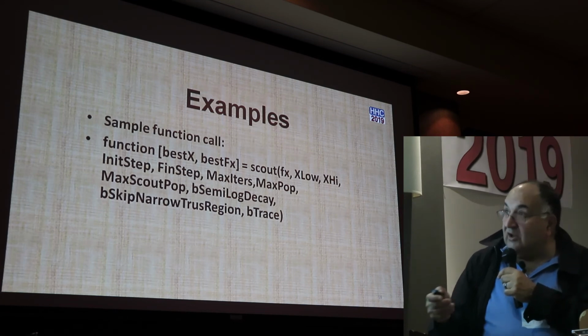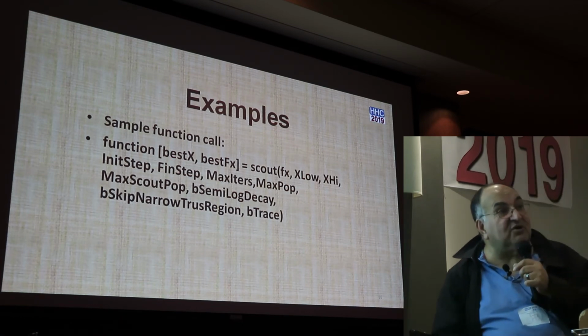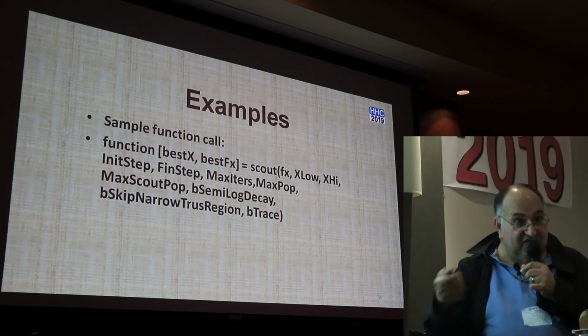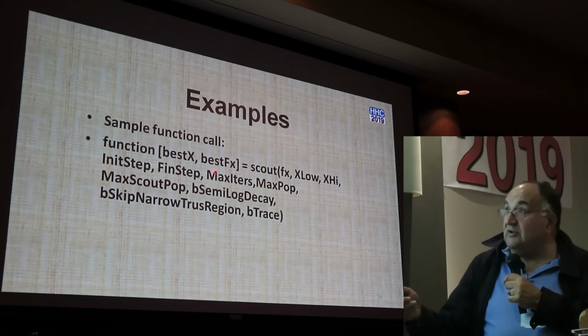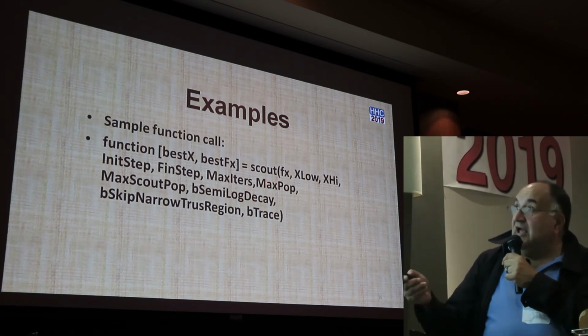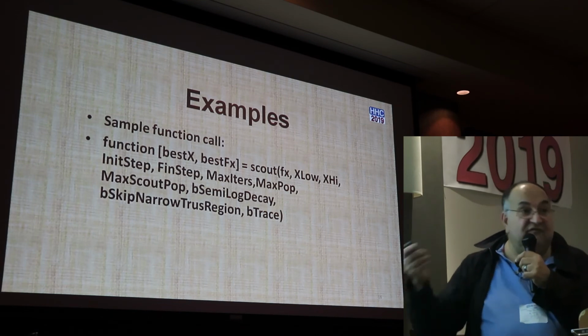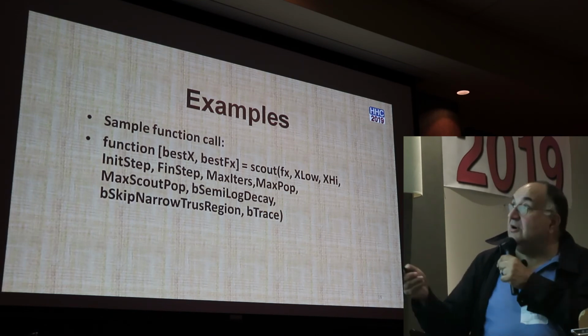Sample function call, in the syntax of MATLAB, you declare the function. The return value, best x, is an array, a vector of the solutions, the variables that give you the optimum value. Best f of x is the best function value. And then scout is the function name or variants of it. F of x is a handle of the function you're optimizing. Could be f of x, fx1, and so on.